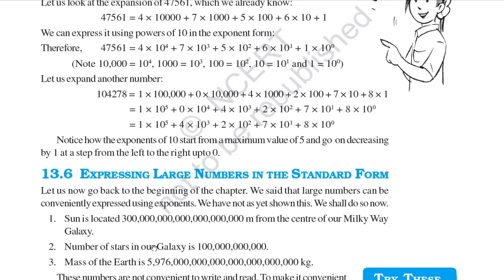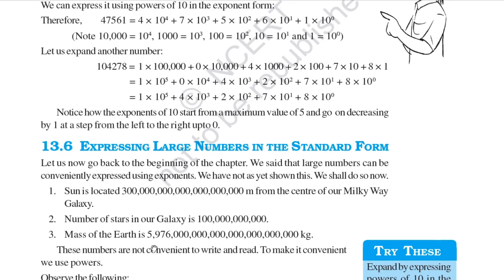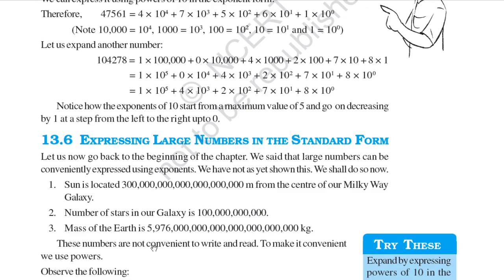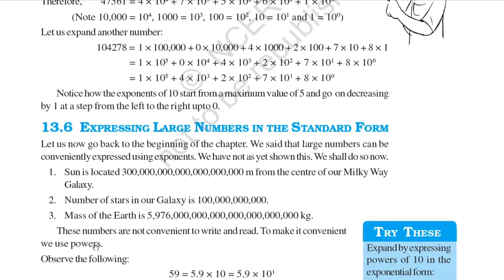Let us now go back to the beginning of the chapter. We said that large numbers can be conveniently expressed using exponents. We have not as yet shown this. We shall do so now. The Sun is located 3000000 and so on meters from the center of our Milky Way galaxy. The number of stars in our galaxy is 100000000 and so on. The mass of the Earth is 5976000 and so on kg.